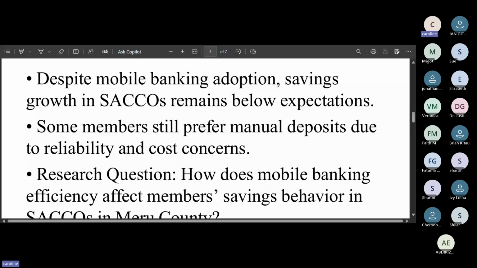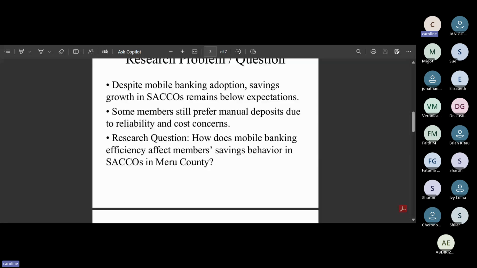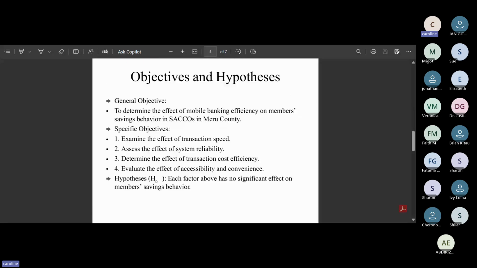The research question is, how does mobile banking efficiency affect members' savings behavior in SACCOs in Meru County? Objectives: the general objective is to determine the effect of mobile banking efficiency on member savings behavior in SACCOs in Meru County. The specific objective is to examine the speed of transactions, how fast they reflect, the reliability of the system, uptime, and that is if there are errors that occur.